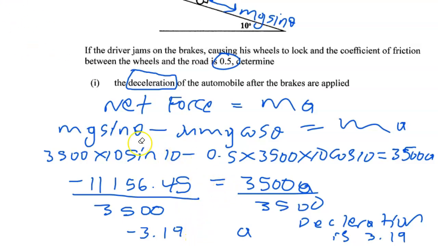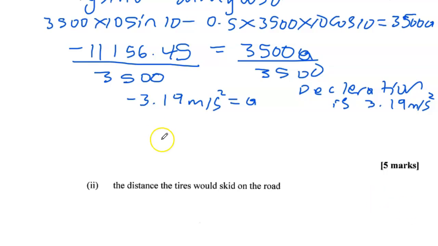The unit is meters per second square. Let's squeeze in the unit. Final thing is meters per second square. Next, we're asked the distance the tires would skid on the road.